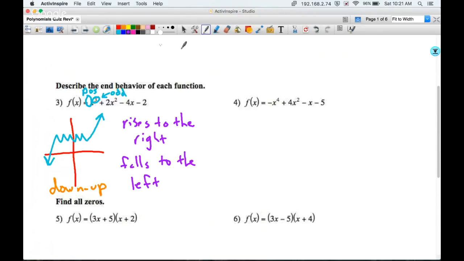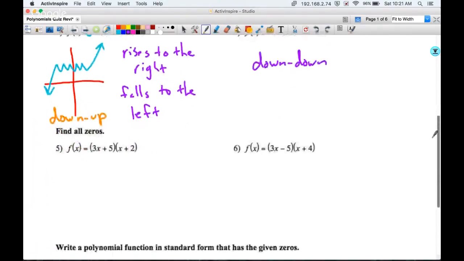Over here, this one is going to be down down, or falls falls, or you could draw a little picture, just be able to pick the right answer for that.